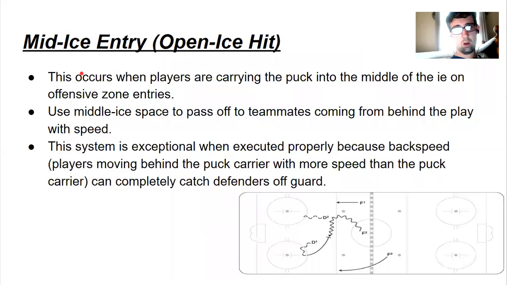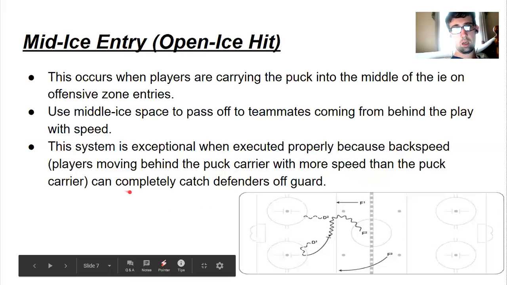Mid-ice entry, open ice hit. This occurs when players are carrying the puck into the middle of the ice on offensive zone entries. Use the middle ice space to pass off to teammates coming from behind the play with speed. This system is exceptional when executed properly because back-speed players moving behind the puck carrier with more speed than the puck carrier can completely catch defenders off guard.